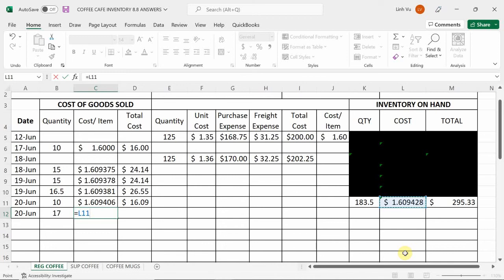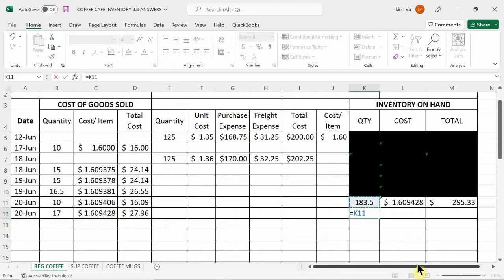27.36. Yep. Good. So let's go ahead and update my inventory.